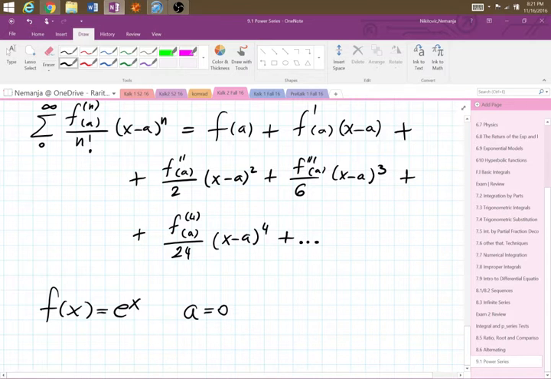When you get the summation, the first one is 1 plus 1 plus 1 over 2 x squared. No, it's going to be 1 plus x plus 1 over 2. Because x minus a, x minus 0, is x. So it's 1 plus x, plus x squared over 2, plus x cubed over 6, and then it just keeps going.